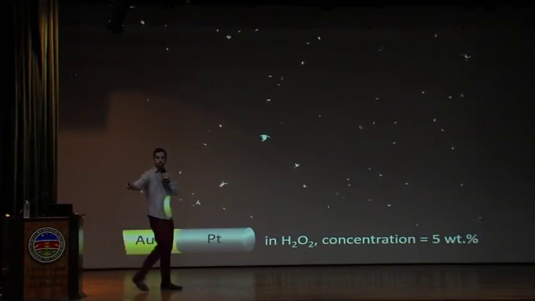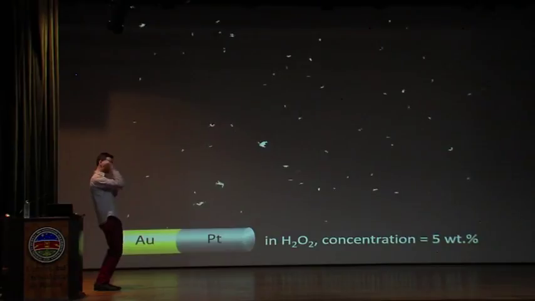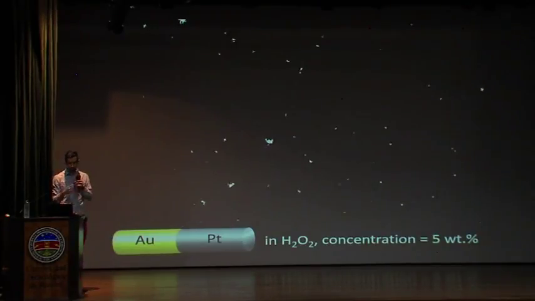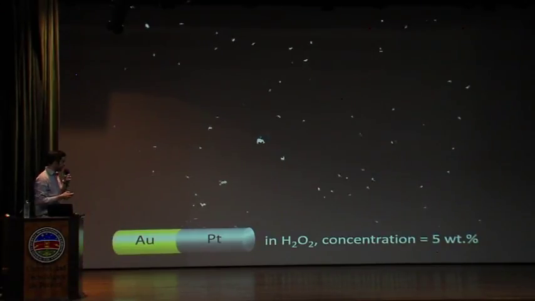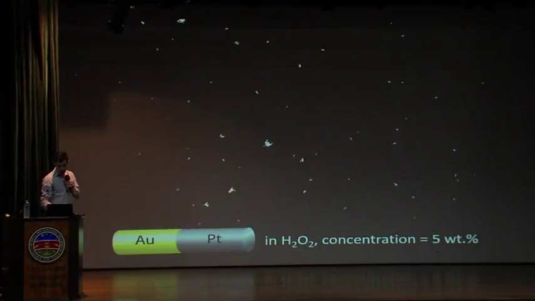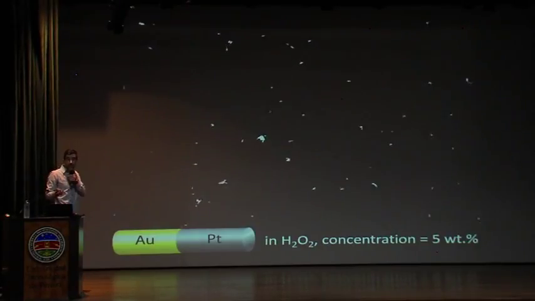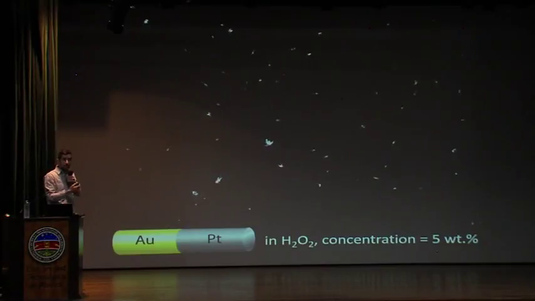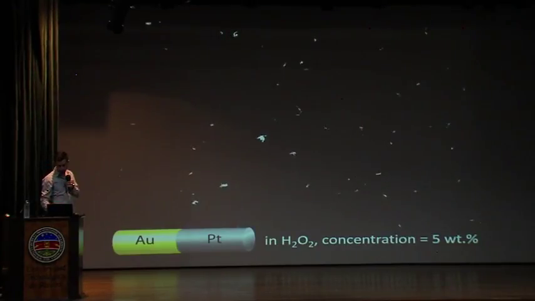Okay? Platinum end is always facing forward, and the gold end is facing backward. So that would seem to give us a hint as to how this works. But the basic question is, what is going on here? And this was the original question that inspired me to begin my work.